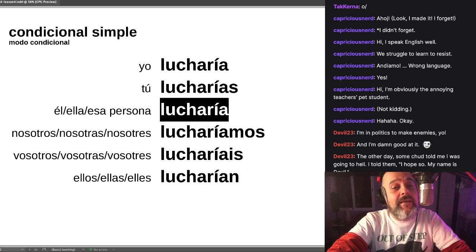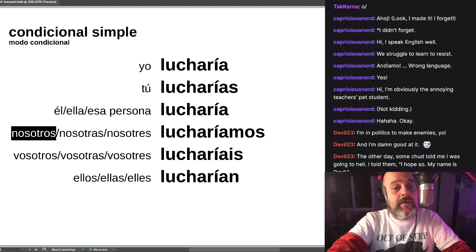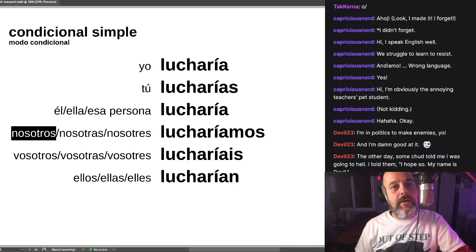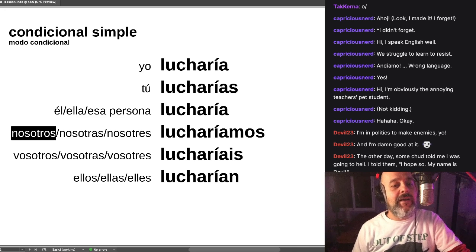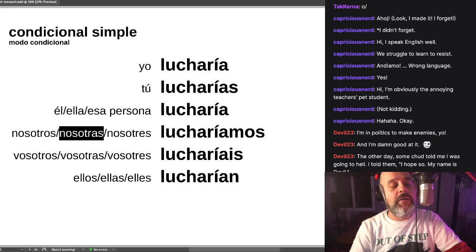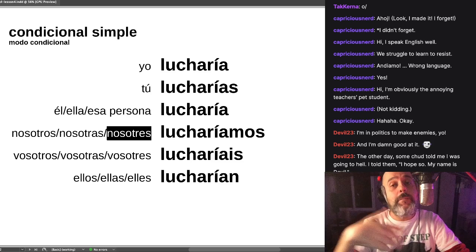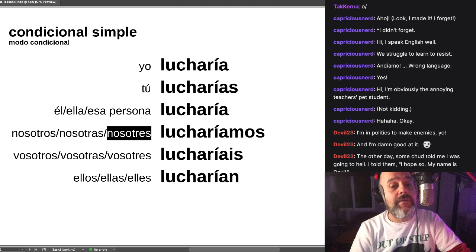Okay, back to the class. So again, with us, we have these three modes. If we are a group of men, guys, bros that strongly identify with our masculinity, undeniably, we could say nosotros. And if we are a group of women who very strongly identify with our femininity, we could say nosotras. And if it is a mixed group of men, women, and non-binary people, or we're all non-binary, for instance, we could say nosotres. Again, for mixed groups or non-binary groups, either way, nosotres is good.